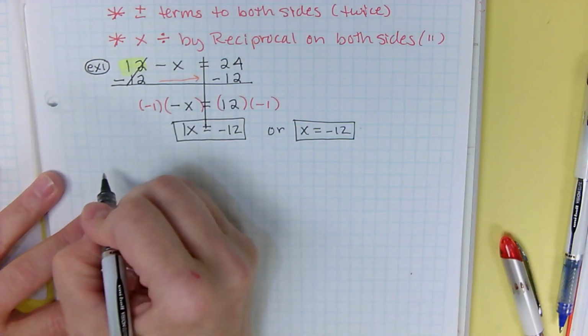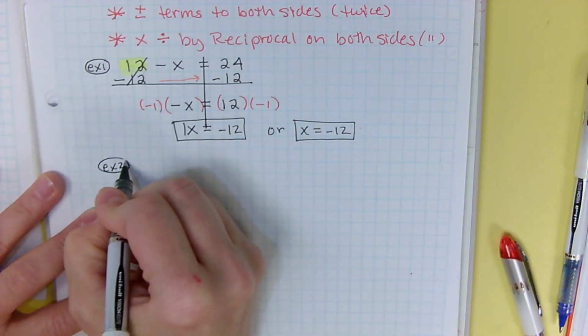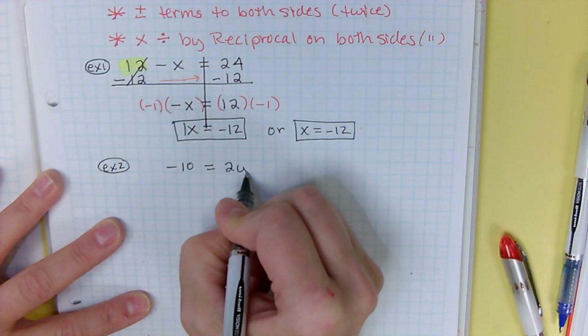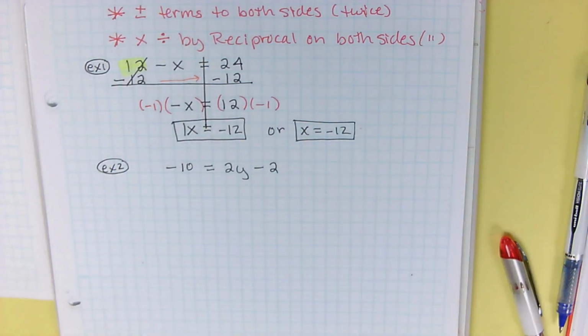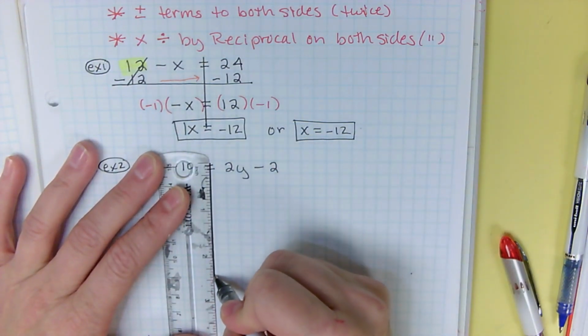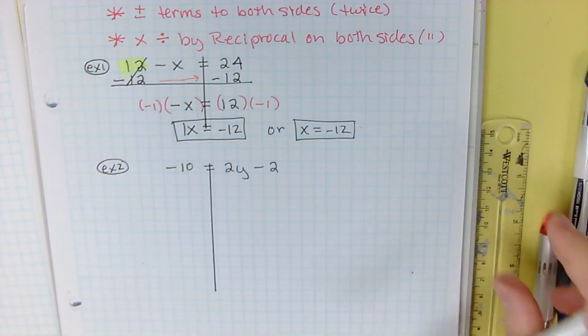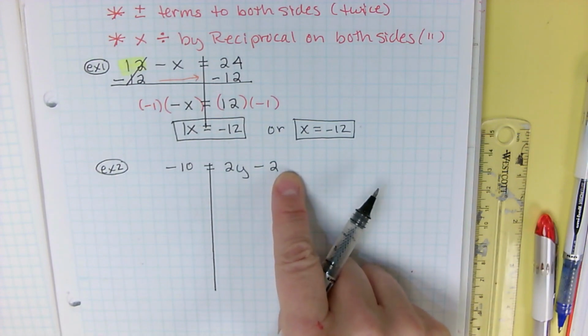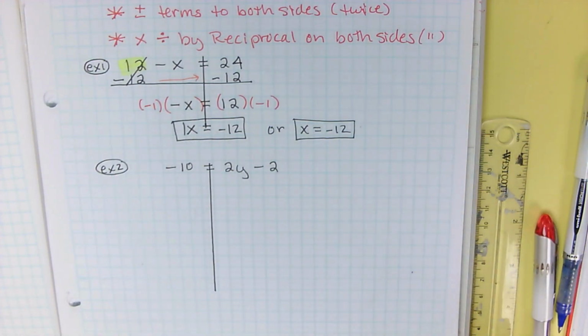All right, let's do another one. Example 2. We're going to do negative 10 equals 2y minus 2. And again, I'm going to put a line down the middle of the equation because it lines everything up. Okay, so first step is simplify. Well, there's nothing to simplify. We can't add a y to a 2, and there's nothing else. So we're ready for step 2.